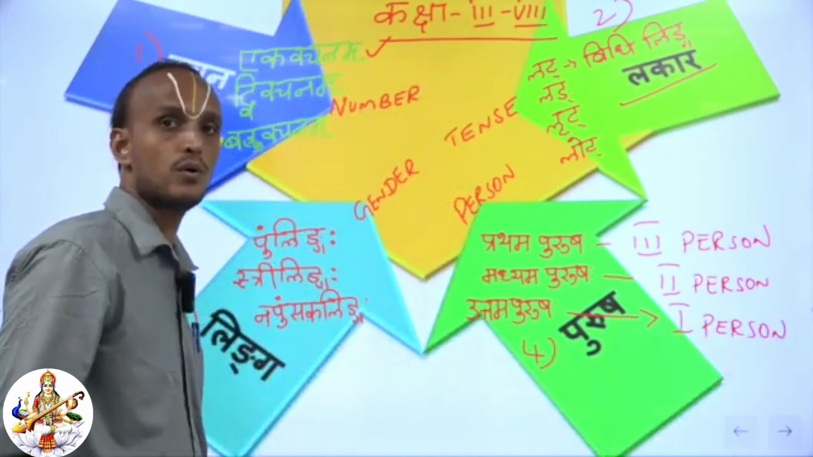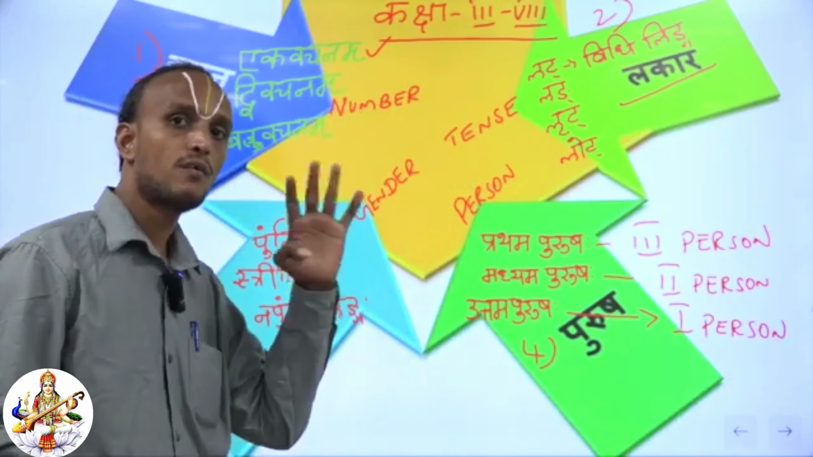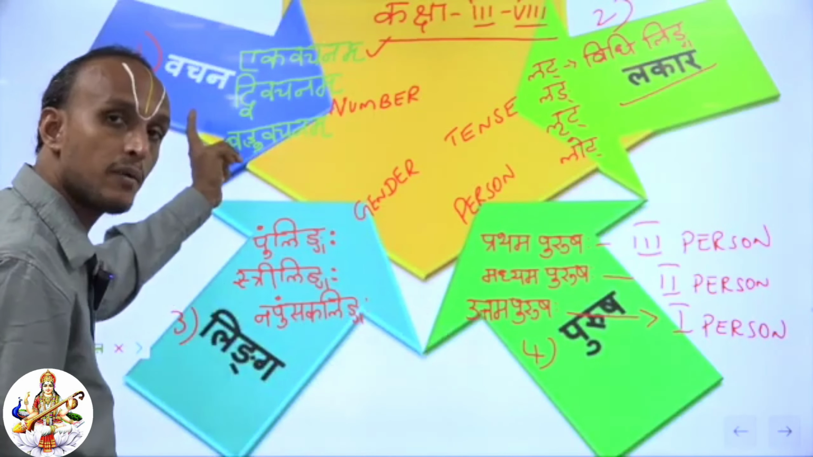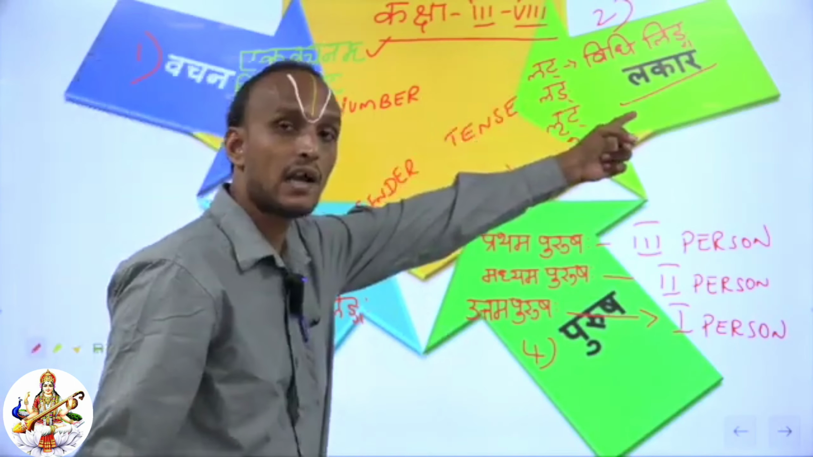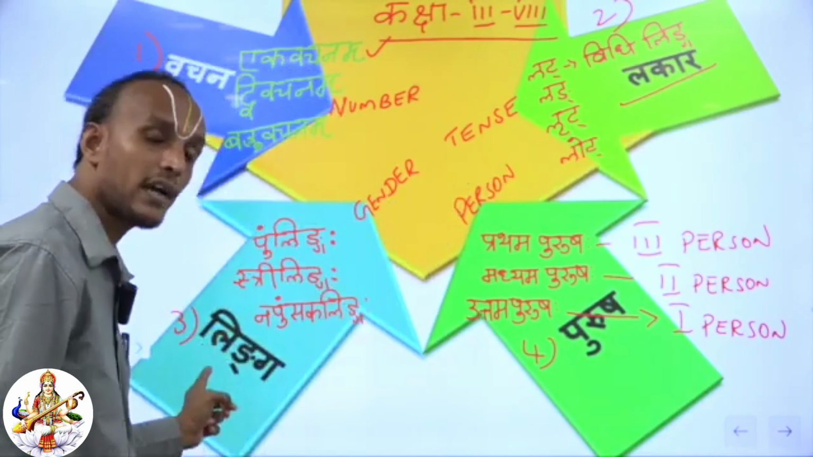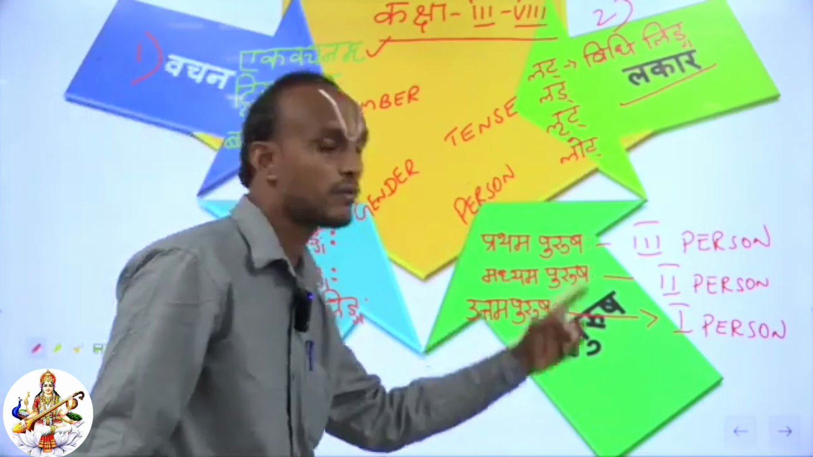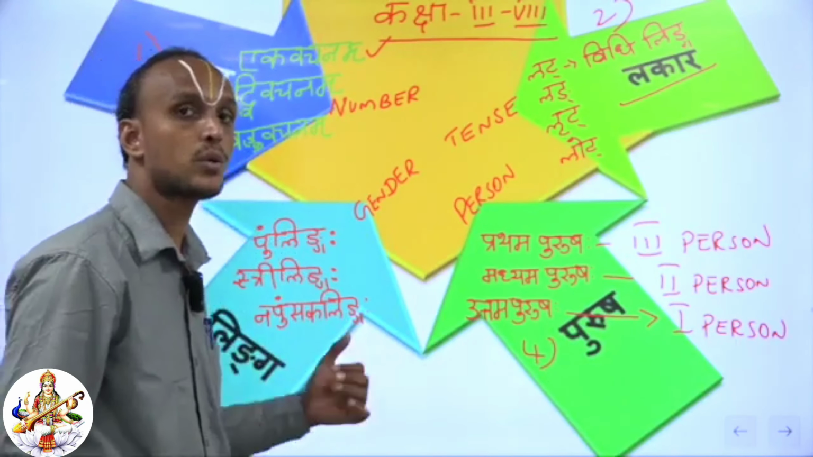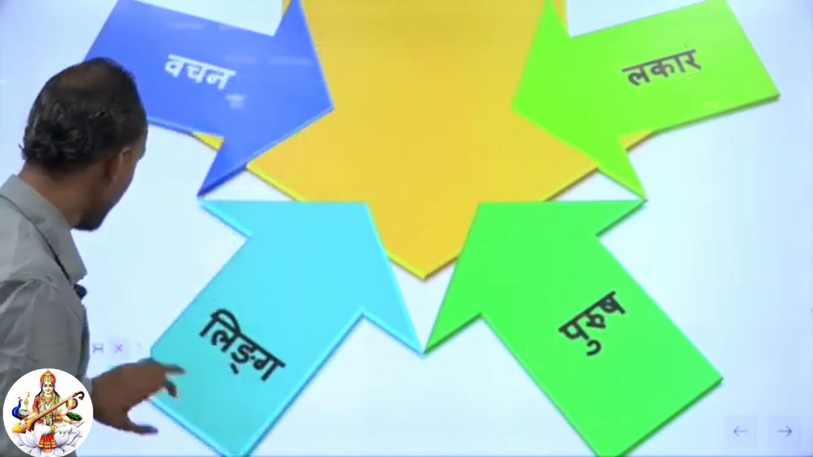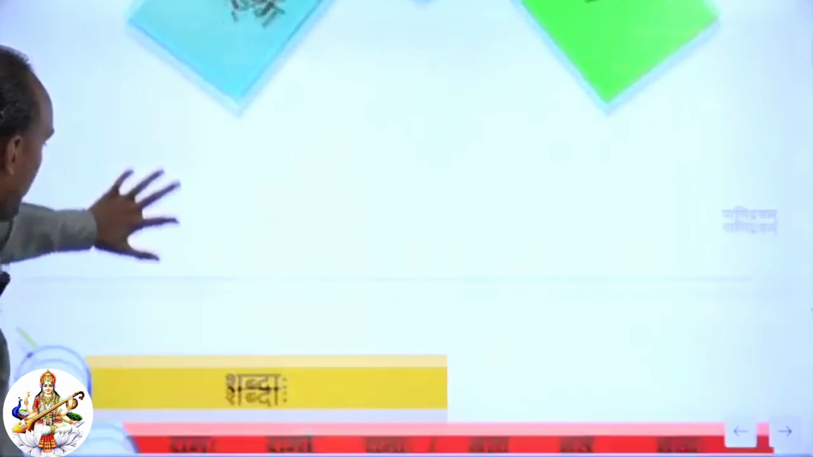Okay, children. So, today we are going to see 4 topics: Vachana Vibhagaha, Lakaraha, Linga Vibhagaha, Purusha Vibhagaha. Okay, children. Now I will show you some examples. See here.